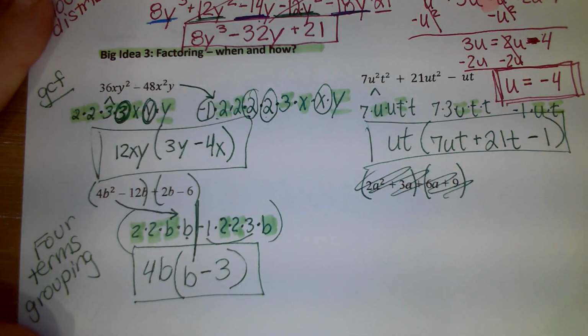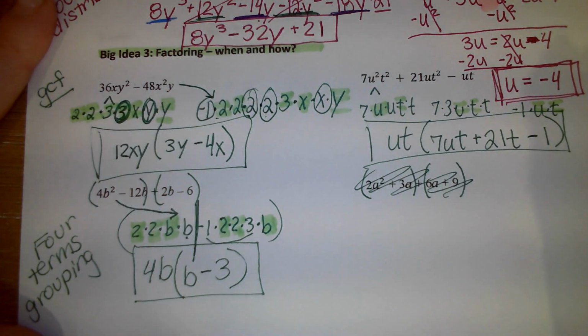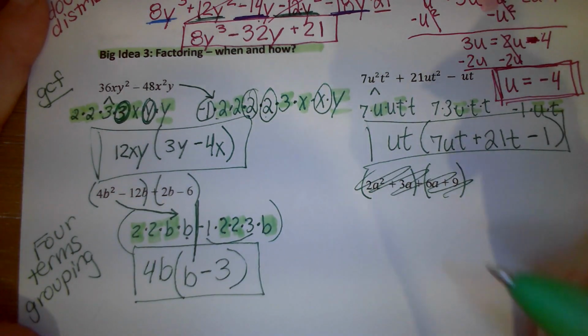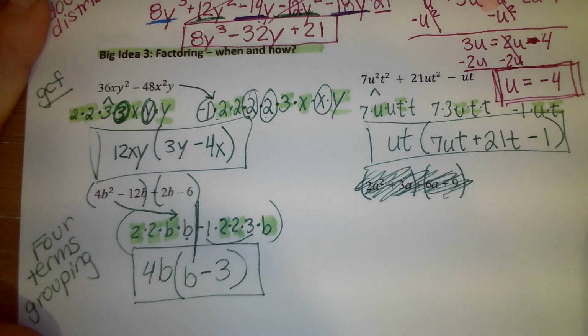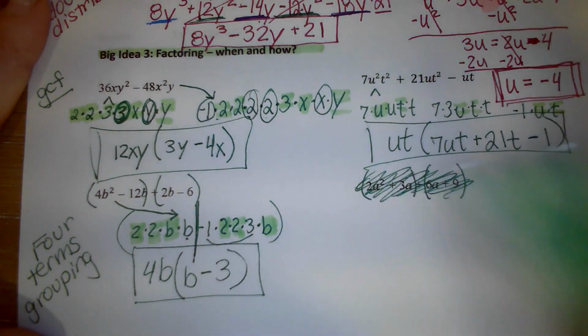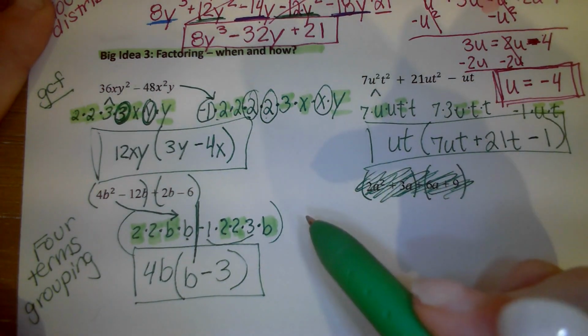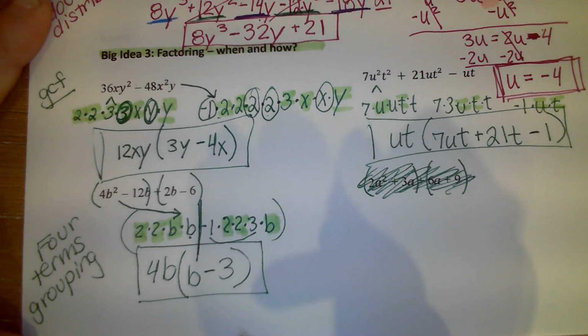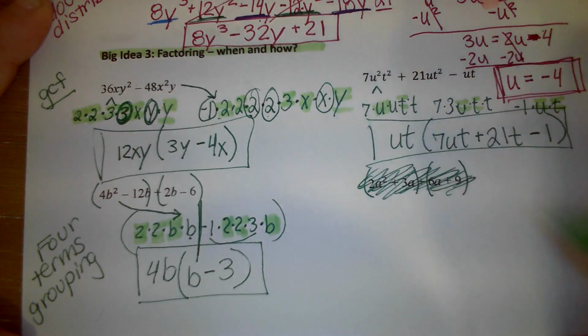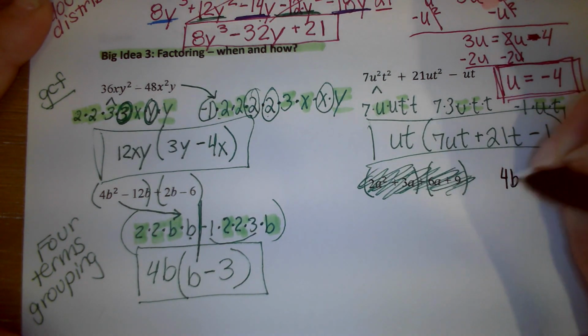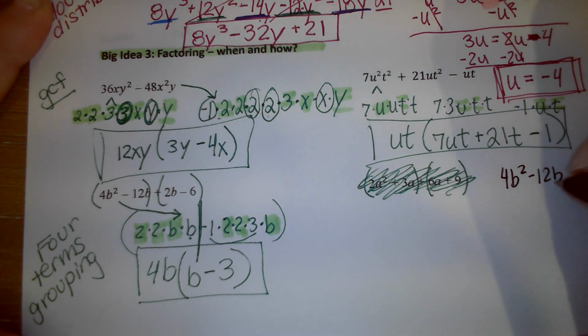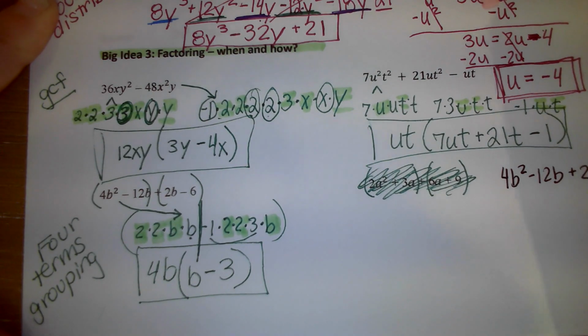Now, oops, okay, we are going to do that one from scratch because at this point, we've gotten a little flustered. So if that happens and you find yourself on a test, like we just did, where we were like, oh, I made a mistake, well, let's start over. We have 4b squared minus 12b plus 2b minus 6.